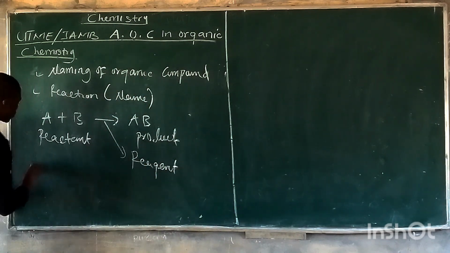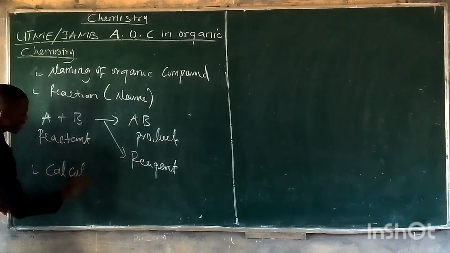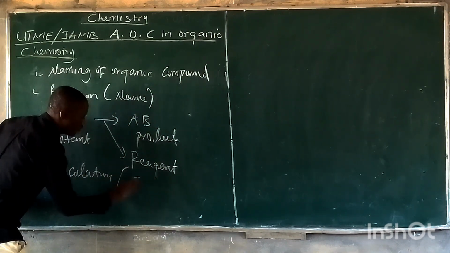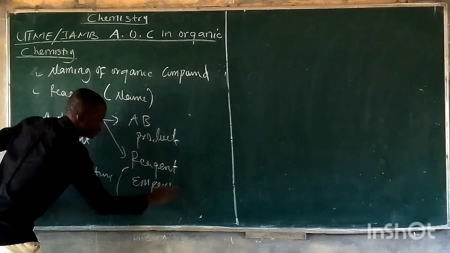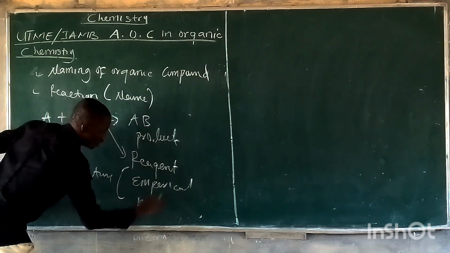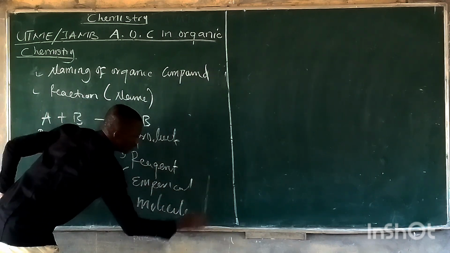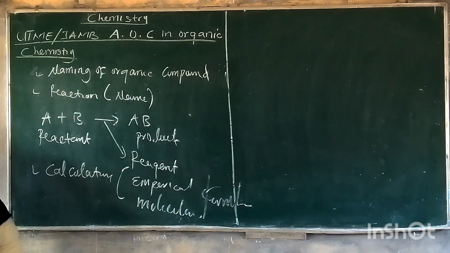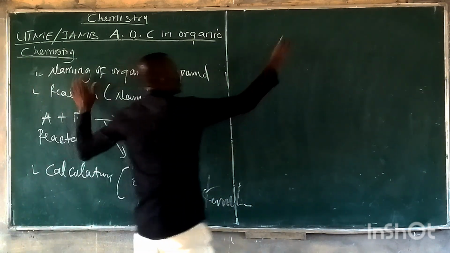The reagent is what propagates the reaction to form the products. Finally, we have calculation. Under calculation, the major questions come from empirical formula and then molecular formula. Alright? So, having said that, let's start with the first one, which is the naming of the compound.